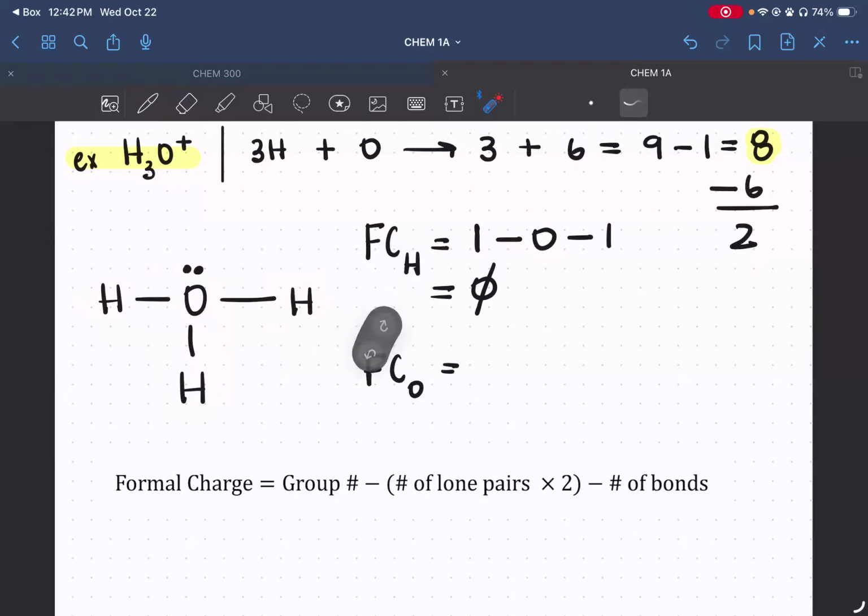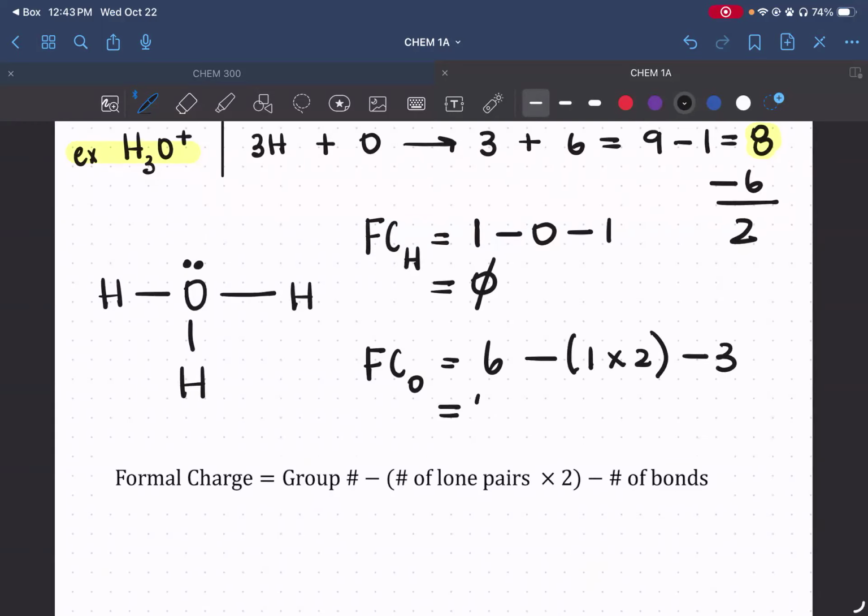So we don't need to spend time on each individual calculation. Now on to the oxygen. Oxygen has 6 valence electrons. We see that it has 1 lone pair, and we see that it has 3 bonds. This is equal to 6 minus 2 minus 3. Some simple numbers in front of us. 6 minus 2 is 4. 4 minus 3 is plus 1. This is what tells us that oxygen specifically has a positive charge on the atom.